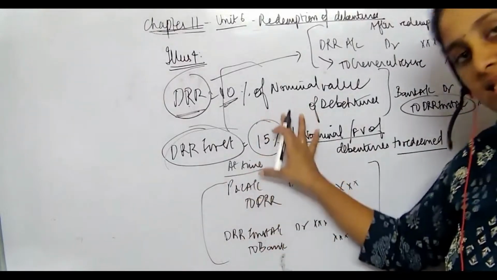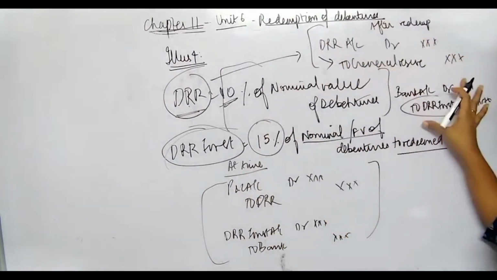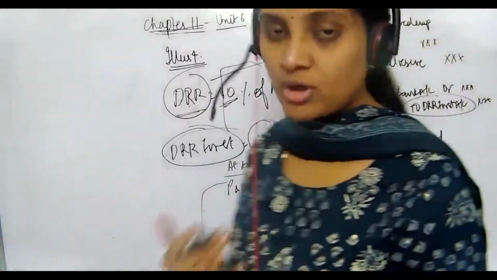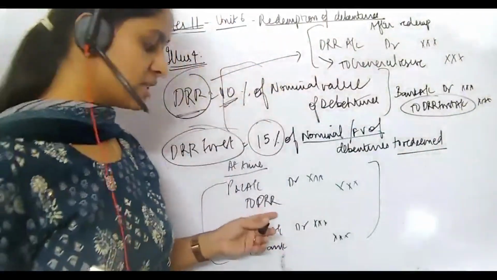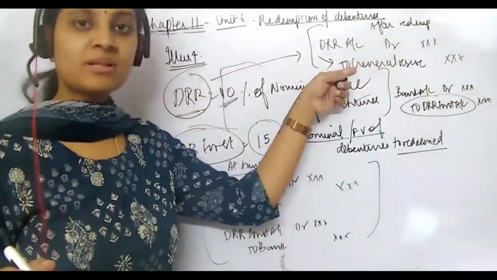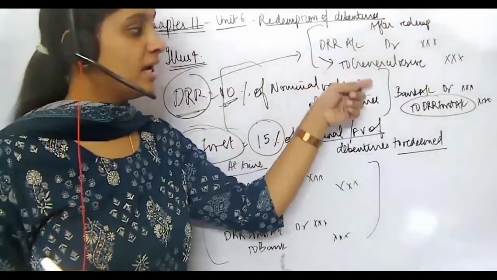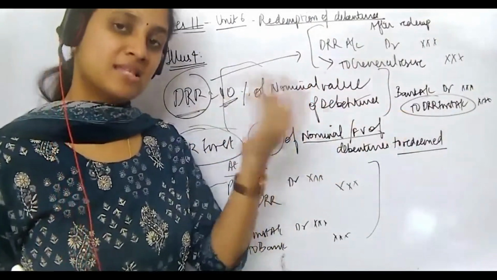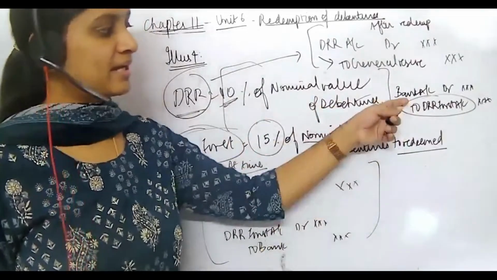Then after passing the redemption entries, you are going to pass these 2 entries, which means that you no longer want to have the debenture redemption reserve. So I will transfer the balance to my general reserve, and the DRR investment is also no longer needed. I will sell the investment and get back the money.